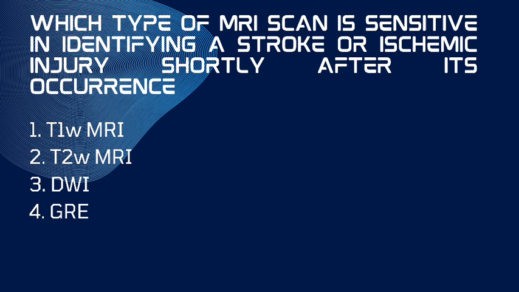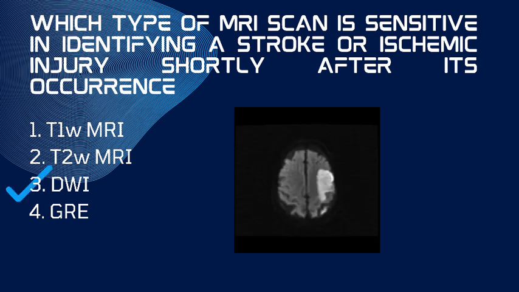Which type of MRI scan is sensitive in identifying a stroke or ischemic injury shortly after its occurrence? Among the options are T1 weighted MRI, T2 weighted MRI, DWI or diffusion weighted MRI, and gradient echo sequence. So among these four options, diffusion weighted MRI is the most sensitive in identifying a stroke or ischemic injury shortly after its occurrence. So the answer is the third option, diffusion weighted MRI.